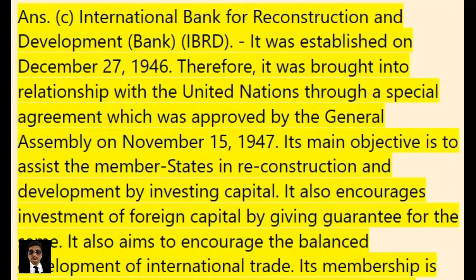Ans. See International Bank for Reconstruction and Development, IBRD. It was established on 27 December 1946. It was brought into relationship with the United Nations through a special agreement which was approved by the General Assembly on 15 November 1947.